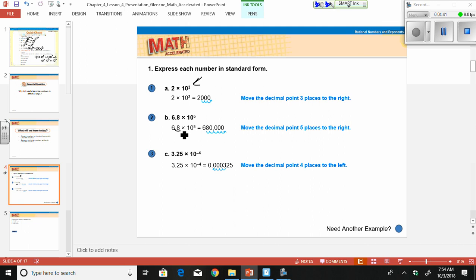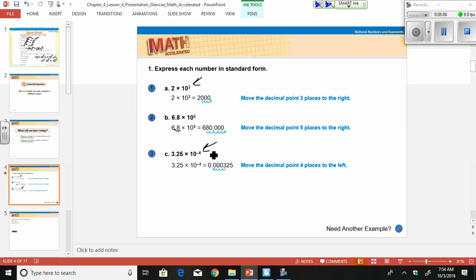3.25 times 10 to the negative 4th. So far, all we've talked about are those positive exponents. The positive exponent means what it takes to get it to expanded form. And it means that you move it to the right because the exponent is positive, and the positive direction is to the right. Well, if you have a negative exponent, to use it means you move to the left to get to expanded form.